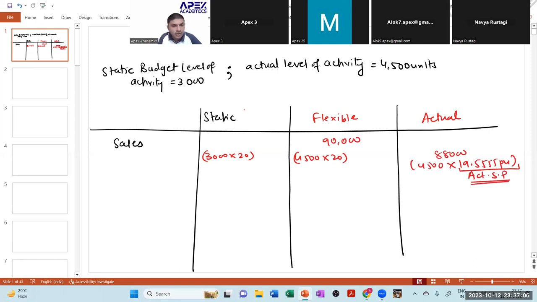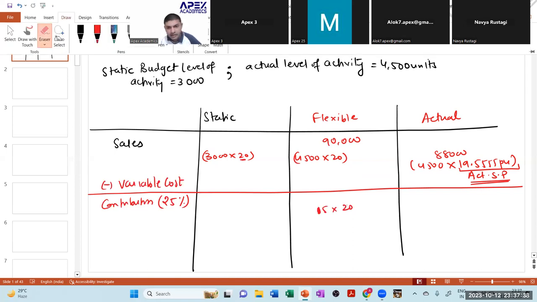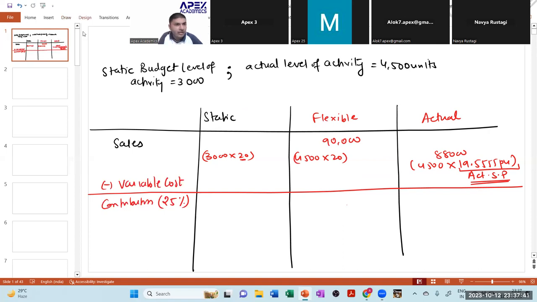Yes. Understood. Now this is sales minus what? Variable cost. Now they are saying contribution is equal to 25%. So obviously variable cost is equal to 75%. I hope this is clear for everybody. Yes, sir. So 25% of what? 20. So here it will be how much? 15. Oh, sorry. It will be 5 multiplied by 4,500.